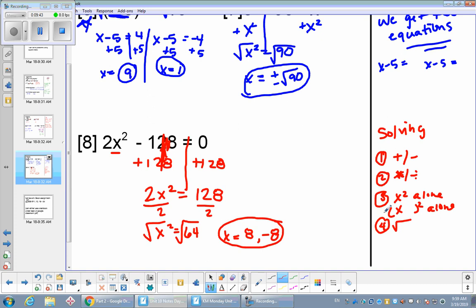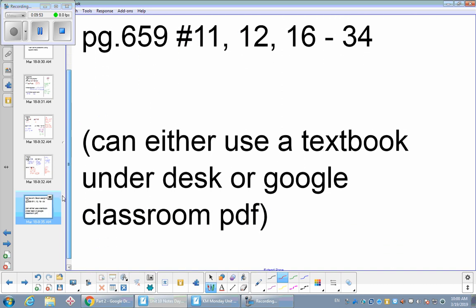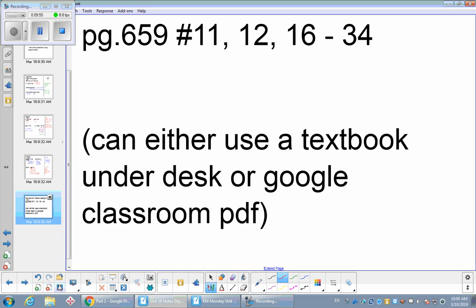All right. So your assignment is the first assignment listed on the green sheet. It is a book assignment. In order to do the book assignment, you can either use the textbook under your desk, or there is a PDF posted on Google Classroom if that is what you prefer. Please make sure you check your answers when you're done, and then go ahead and make sure that everything gets done today. I will see you guys tomorrow.